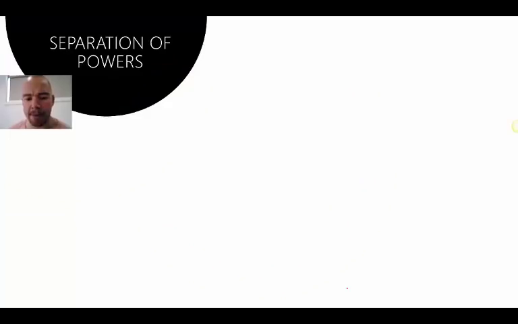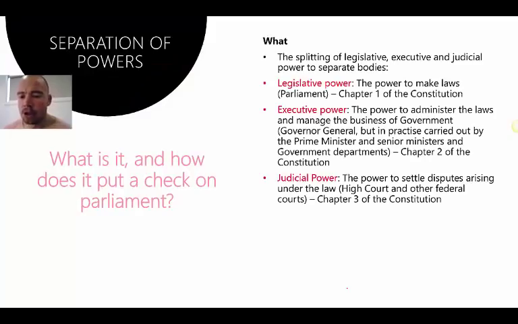The separation of powers. So separation of powers is a concept that was originally theorised by a French guy hundreds of years ago, and it's a pretty accepted doctrine for democracy around the world. And this is the idea that we split legislative power, executive power, and judicial power into three separate bodies.